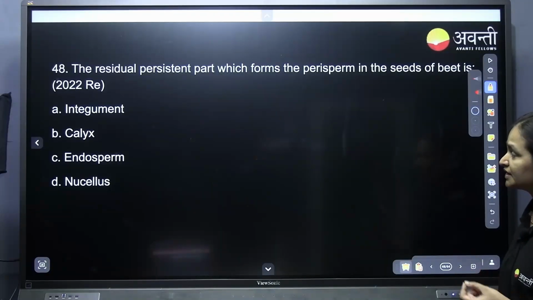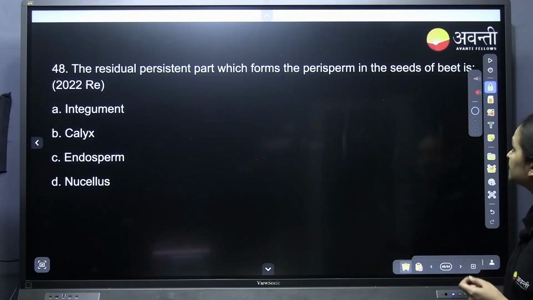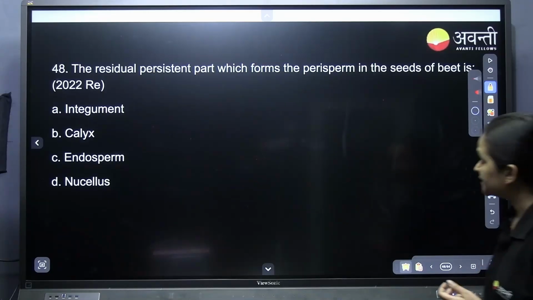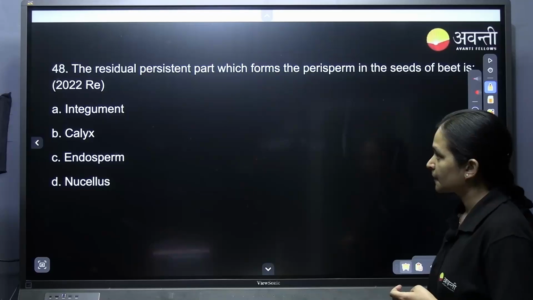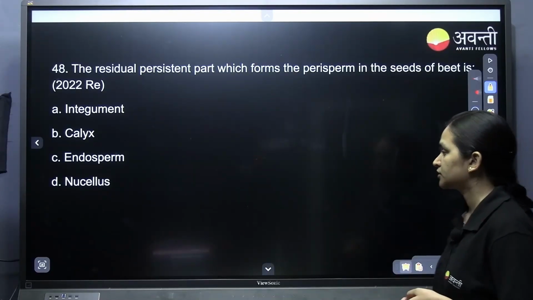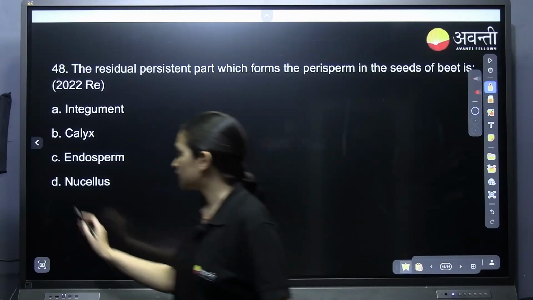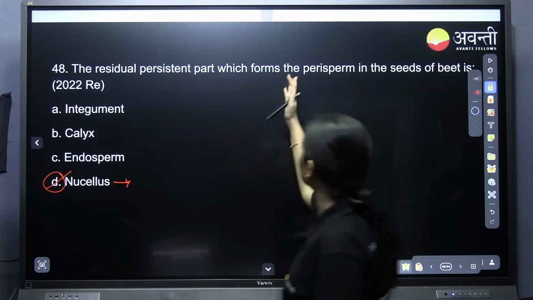The residual persistent part which forms the perisperm in seeds of beet or black pepper is the residual persistent part of the nucellus cells. Nucellus cell, the persistent nucellus, we call it as perisperm.